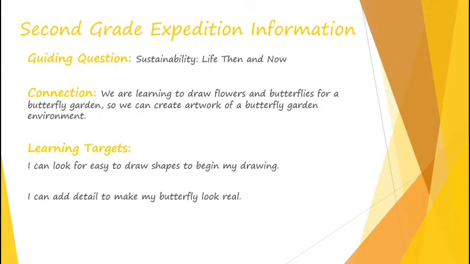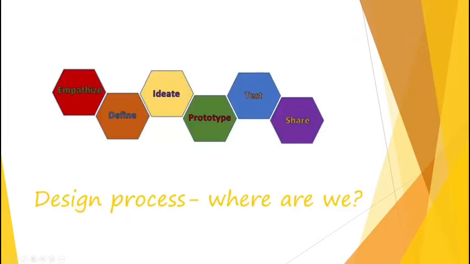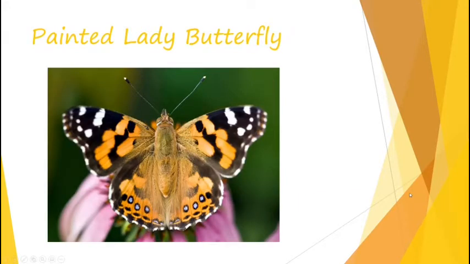Our learning targets: I can look for easy to draw shapes to begin my drawing, and I can add details to make my butterfly look real. We are in the design process, and like we usually start off, we ourselves are going to define the butterfly that we are working on. We'll brainstorm or come up with some ideas. We'll prototype by doing a sketch, and we'll test it when we actually draw, and you'll share it with me.